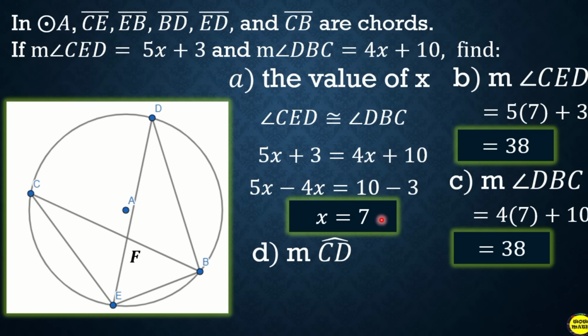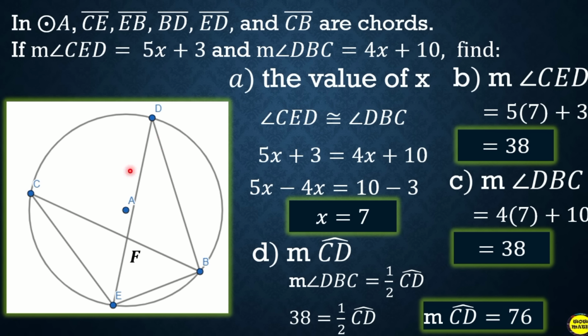And last, find the measure of arc CD. So arc CD, asaan yan? Ito, okay. So since alam natin na ang sukat ng CED natin is 38, that is inscribed angle. So, ang sukat ng CD ay twice ng sukat ng angle CED natin. Kung 38 yung sukat ng CED natin, so twice nga siya, so therefore times 2. So, 38 times 2, that is 76.